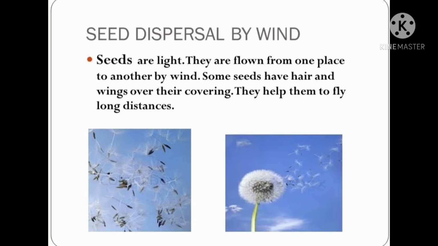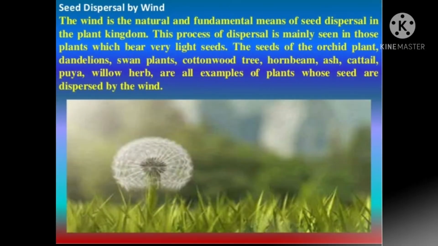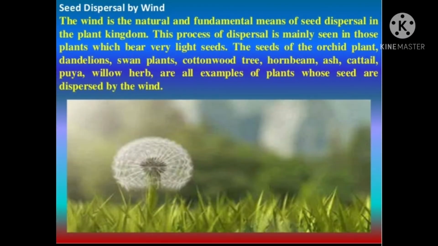Seed dispersal by wind. Seeds are light. They are flown from one place to another by wind. Some seeds have hair and wings over their covering. They help them to fly long distances. So lighter seeds can fly away with the external structures that they have. Let us see a bit more about wind seed dispersal.